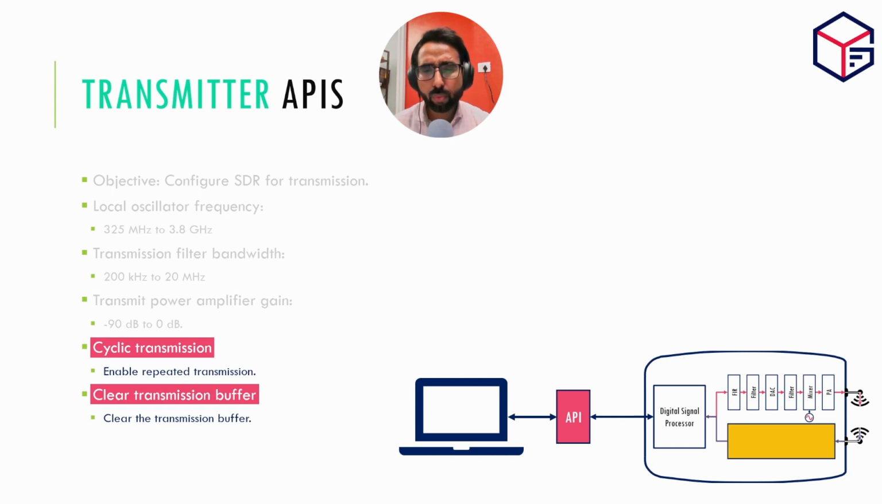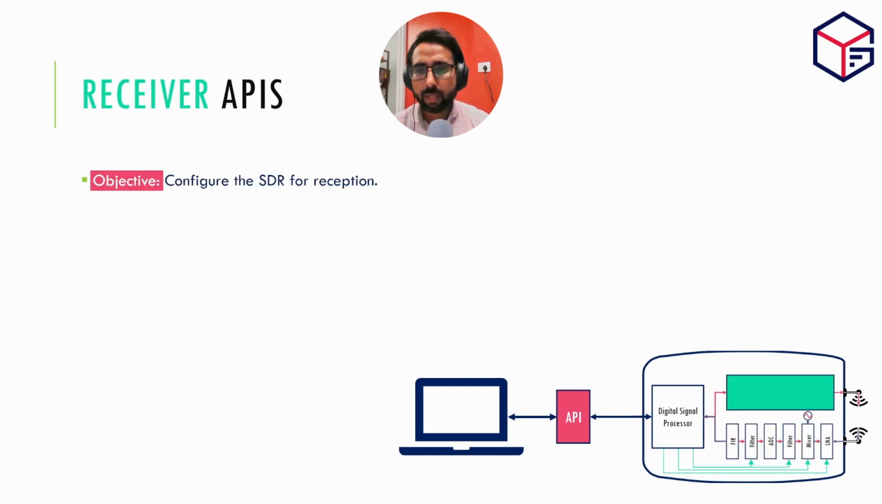And then these are the other two very important flags. One is cyclic transmission. Many times it is not possible for us to do real-time simulation, especially when we are using a low bitrate interface. So what we do is we load the data in the buffer and we do repeated transmissions. That can be enabled using cyclic transmission. And then once you are done with the whole experiment, you can clear your transmission buffer and stop the data transmission by setting up the second flag. Now, these are my receiver APIs.